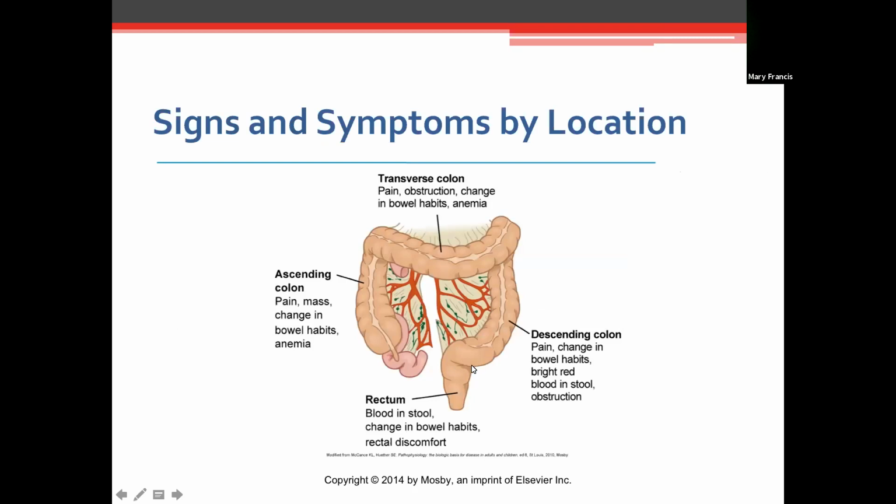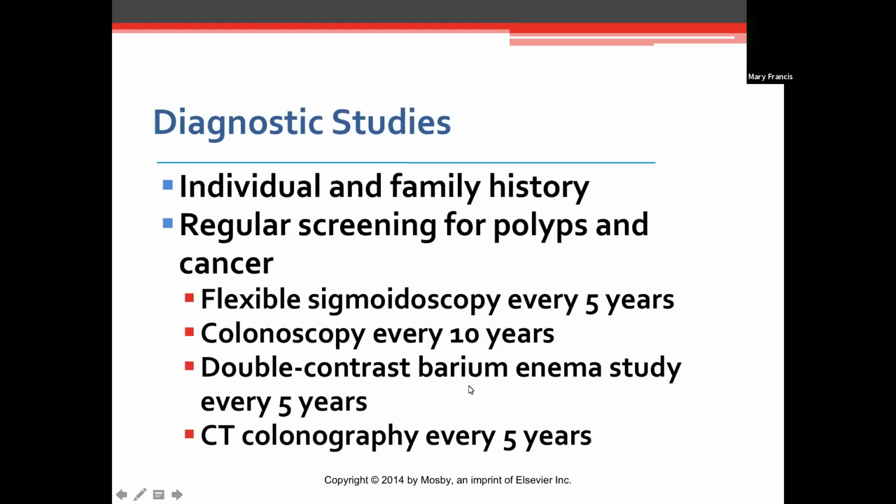So the signs and symptoms are based upon the location of the tumor. If ascending, it will be more of a change in bowel habits and anemia. The transverse is pain, obstruction, change in bowel habits. On the descending side is where they might have bright red blood in their stool. It's more located to the rectum, where if there's bleeding, it'll be present, and blood in the stool or change in bowel habits and rectal discomfort for the rectum.